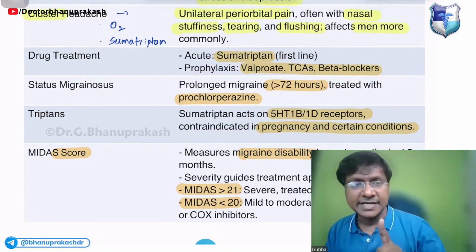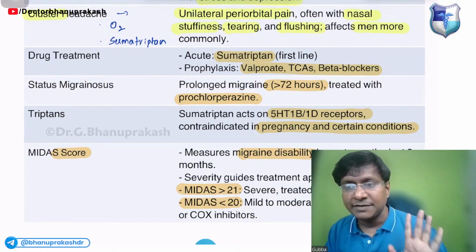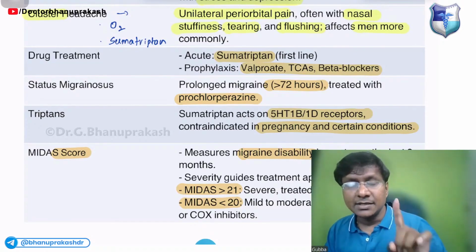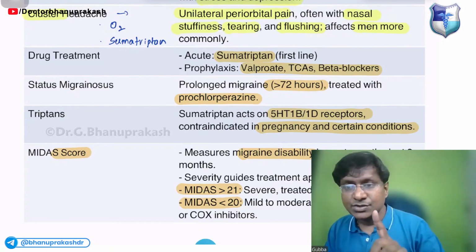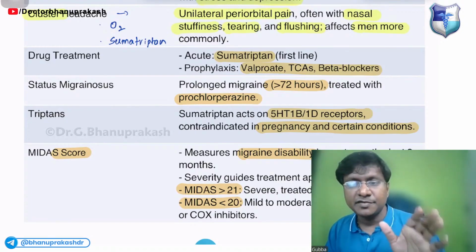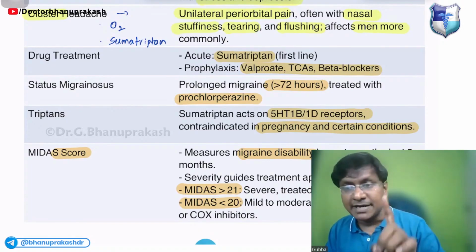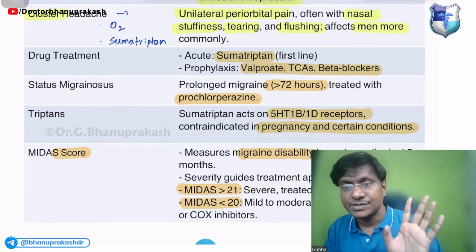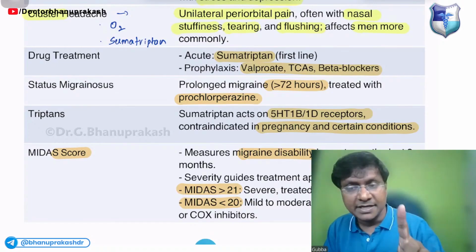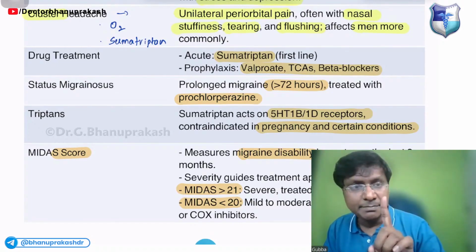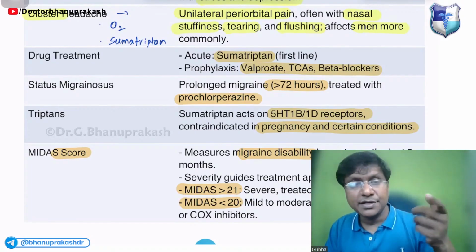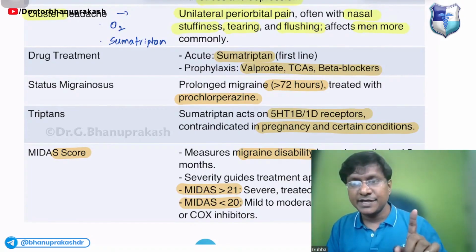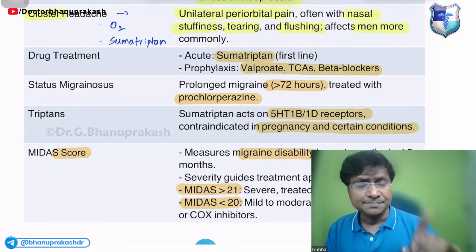Familial hemiplegic migraine, it's a calcium channel defect. Along with migraine, you have contralateral hemiparesis. And the treatment in case of migraine is completely decided by the MIDAS score. If the MIDAS score is more than 21, it is considered a severe form of migraine where you need to give triptans. And if the MIDAS score is less than 20, it is considered a mild to moderate form of migraine where we give NSAIDs. In acute attack, triptans, and in prophylaxis, we give beta blockers, tricyclic antidepressants, valproate, and calcium channel blockers. And if the migraine duration is more than 72 hours, we call it status migrainosus, where we give prochlorperazine.